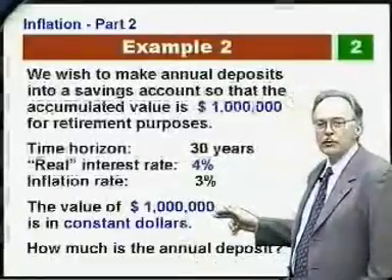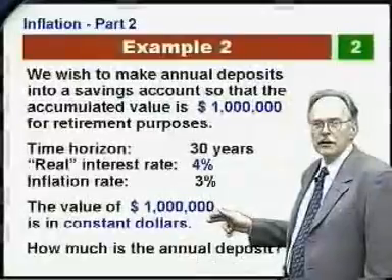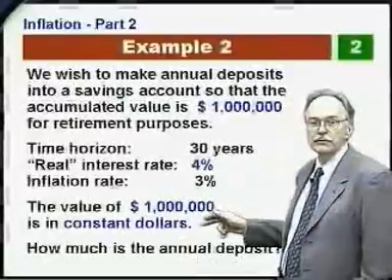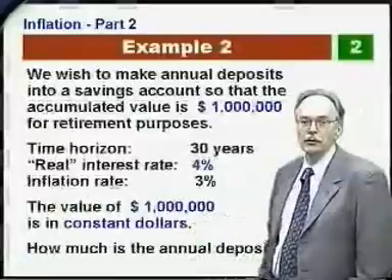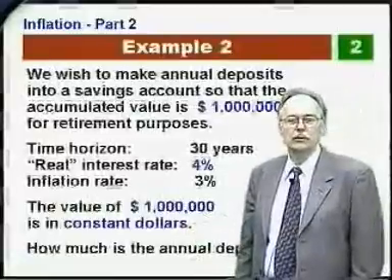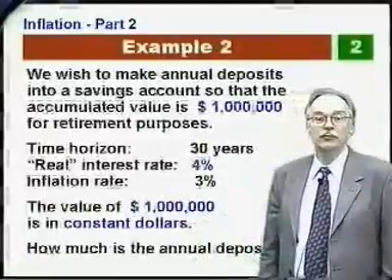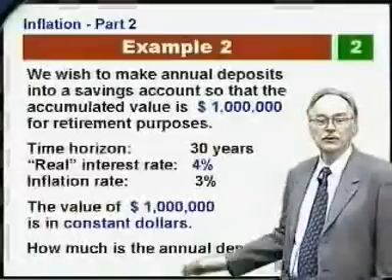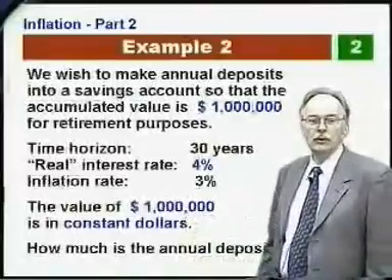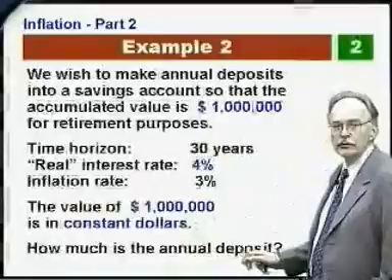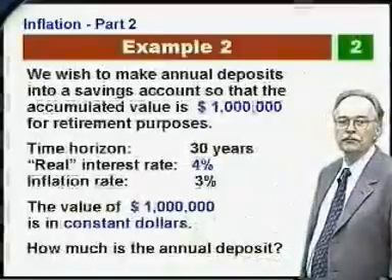The $1 million, of course, should be in constant dollars, because if you suffer inflation for 30 years, $1 million today won't be worth that much in the future. So let's think about $1 million of purchasing power today, which makes this constant dollars. And the question is, how much would the annual deposit be into the savings account?